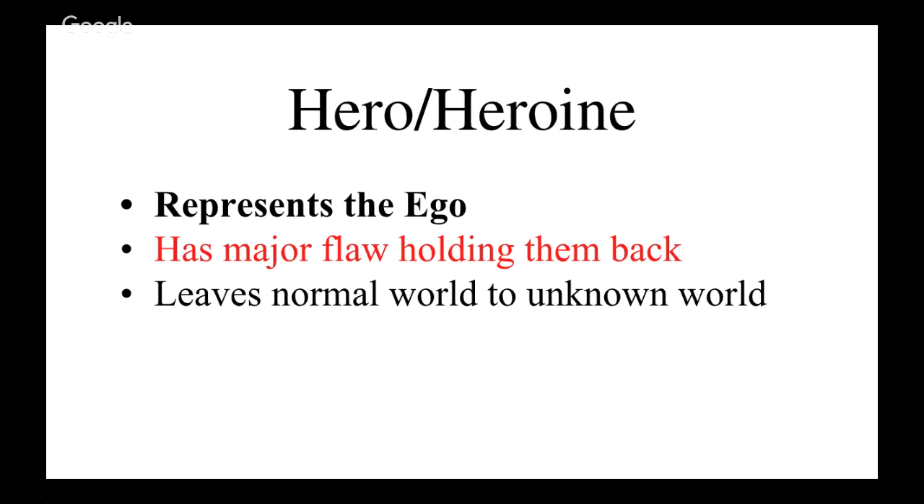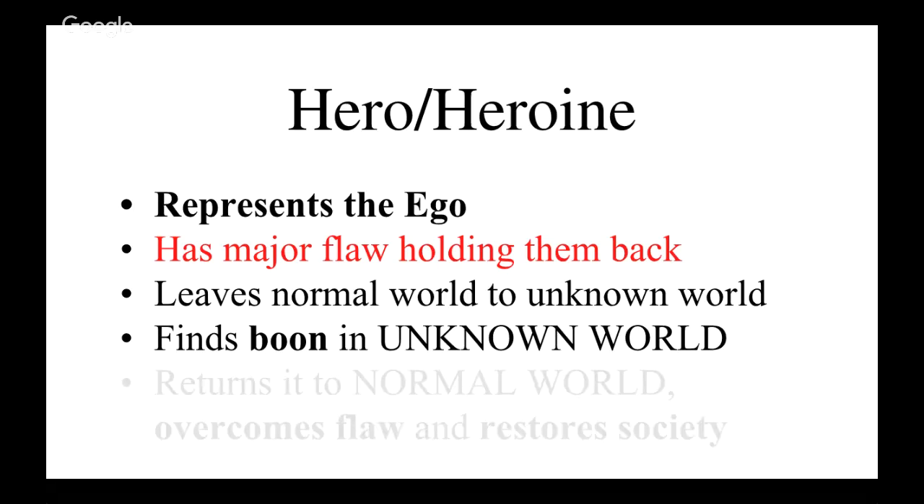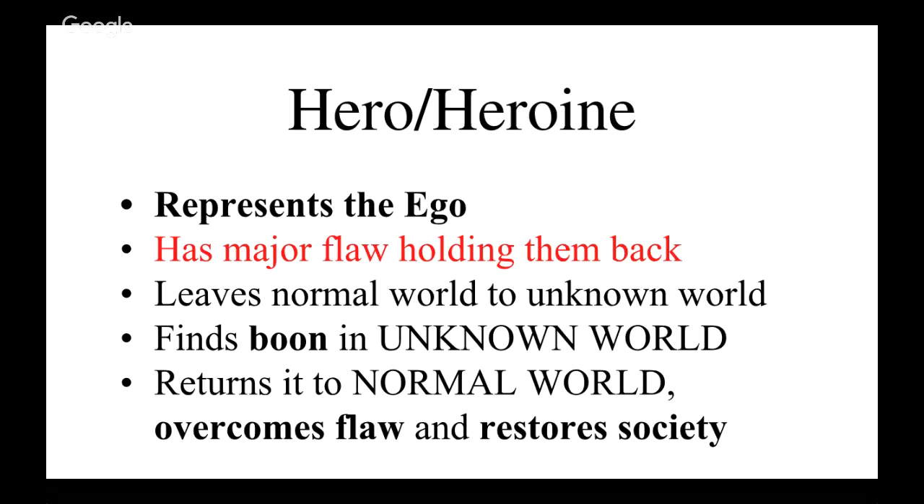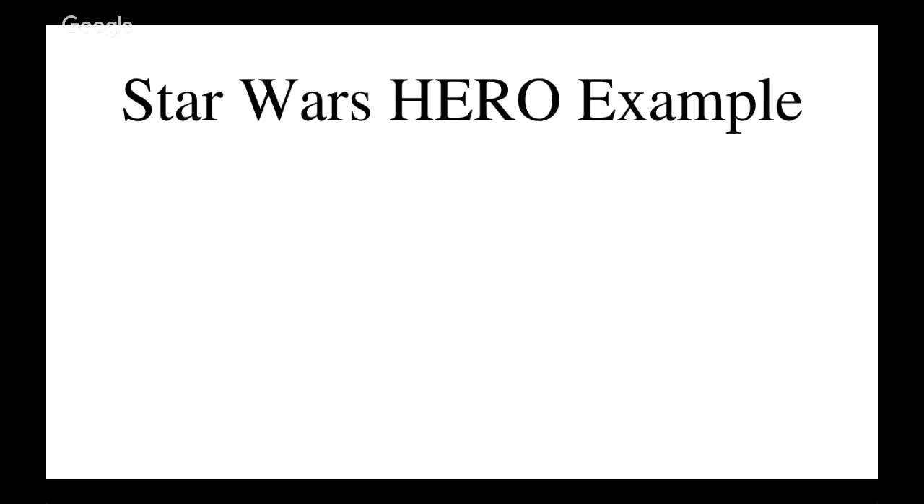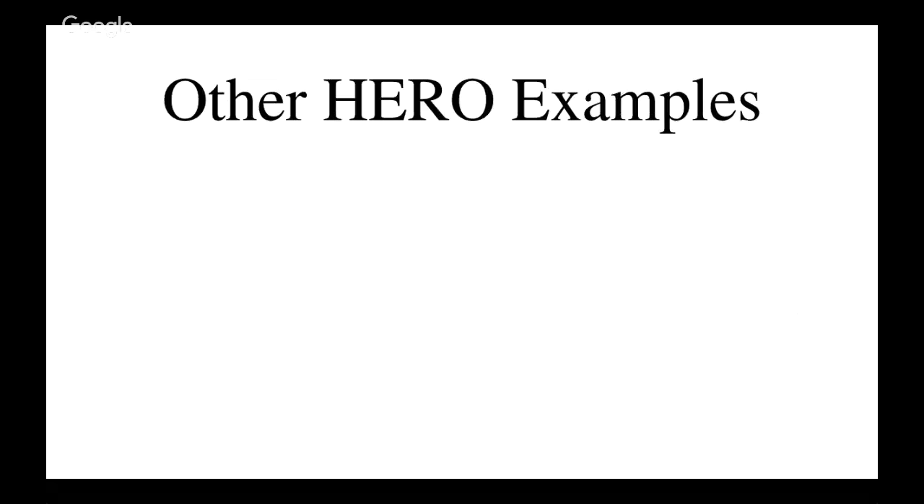Now, this person, as I said before, they leave the normal world for the unknown world. They find the boon in the unknown world, and then they return it to the normal world and must overcome their flaw in order to restore society. Here is the Star Wars hero example. We've discussed it already a little. In the beginning, Luke is a young man that is overly dependent on his uncle and aunt. He leaves his normal world of Tatooine, then rescues Princess Leia. He gives the Death Star plans to the Alliance, allowing the rebels to mount a counterattack. Then finally, he relies on his intuition to destroy the ultimate weapon, the Death Star, and save the galaxy.